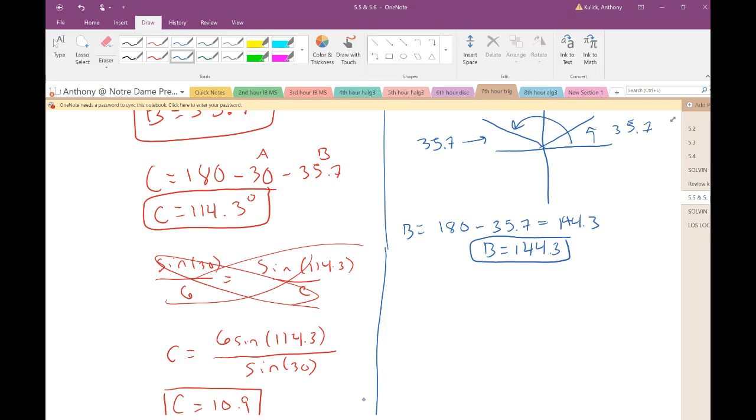Everybody good with that? Now we're going to do the exact same steps as we did before, but instead of using my angle B of 35.7, I'm going to use this angle B of 144.3. So how can I find angle C? 180 minus 30 minus 144.3. Exactly the same way that we did here, just we're using our other angle B.